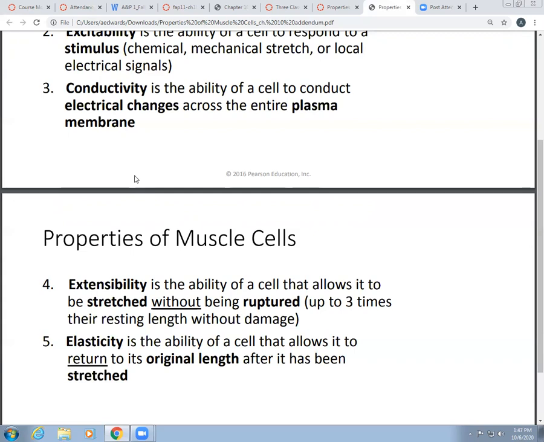And elasticity, the flip side of that, is that the cell can go back to its original length once it's been stretched. Extensibility is like being extended. Elasticity is essentially recoiling back to original length. Again, you need to know names and definitions. Does that make sense? You need to know the names of each of those properties and give the definitions.